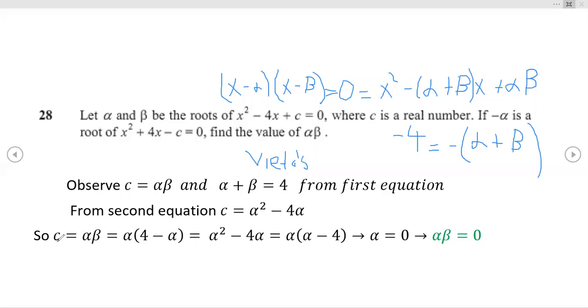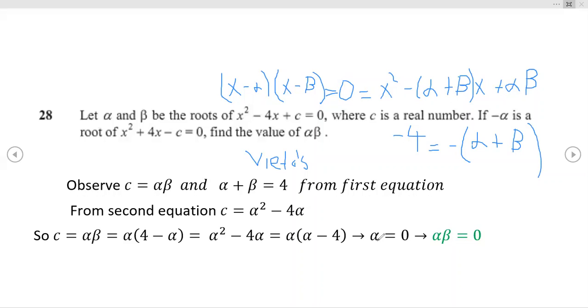Now let's move along. c is equal to alpha beta, but since beta is equal to 4 minus alpha, we can replace beta with 4 minus alpha from this statement right here, right? Beta is equal to 4 minus alpha, an equivalent statement. And now c is also equal to alpha squared minus 4 alpha. So you see we have c is equal to alpha beta is equal to this, is equal to all this. Now this piece right here factors into alpha times alpha minus 4.